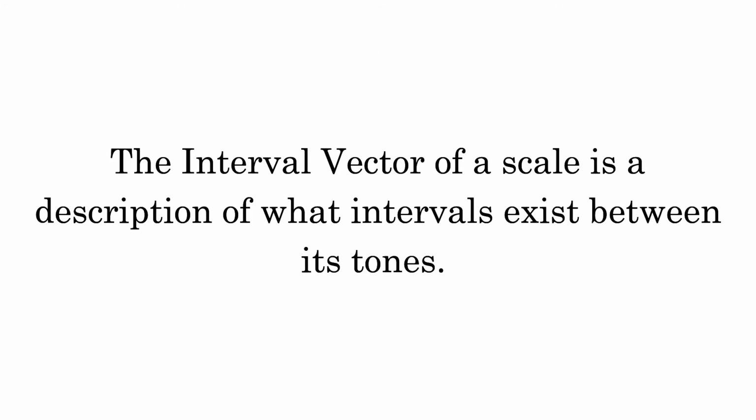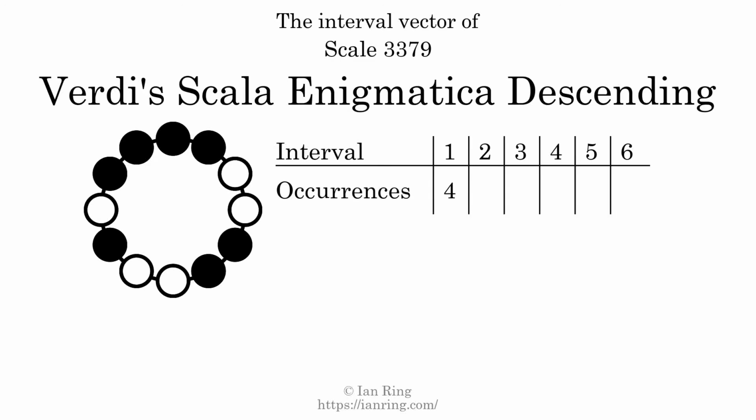The interval vector of a scale is a description of what intervals exist between its tones. There are 4 intervals with the size of 1 semitone. They are here, here, here, and here. There are 3 intervals with the size of 2 semitones. They are here, here, and here. There are 4 intervals with the size of 3 semitones. They are here, here, here, and here.